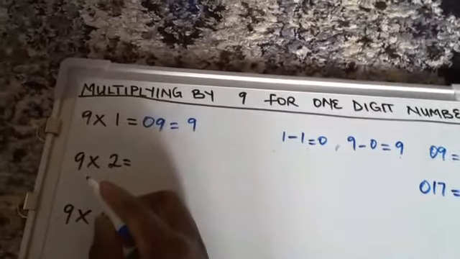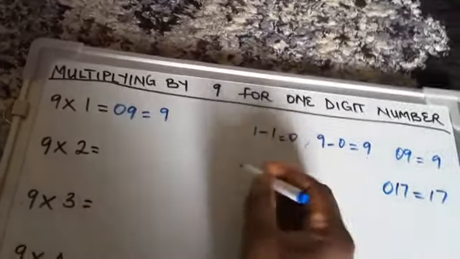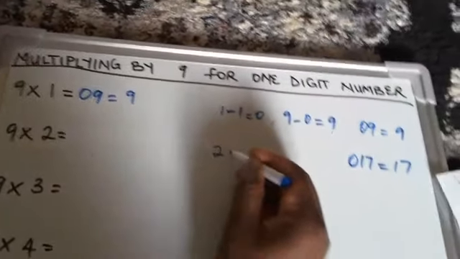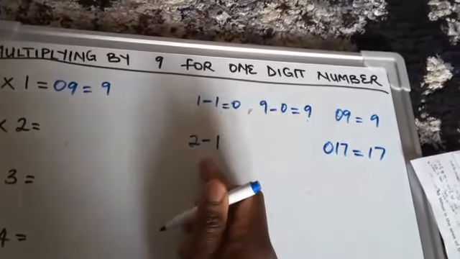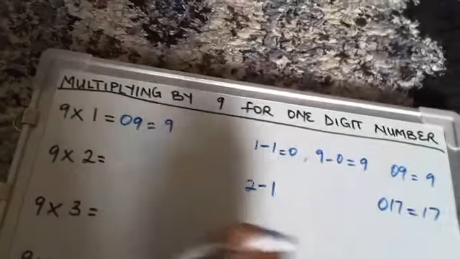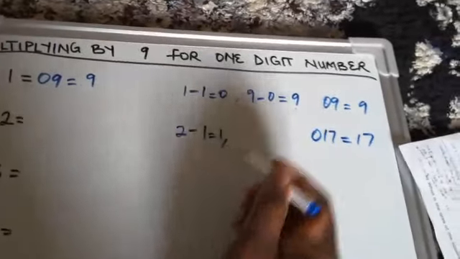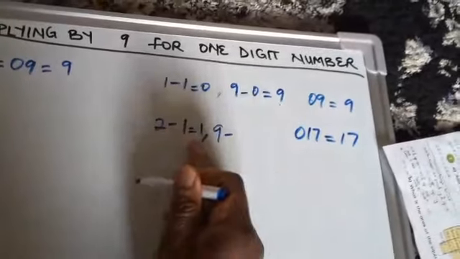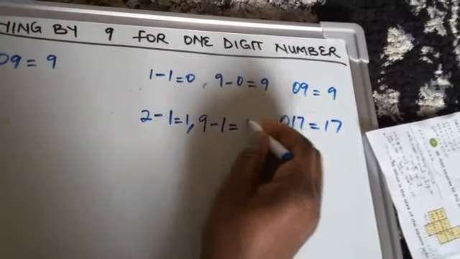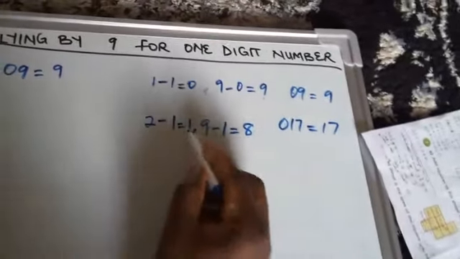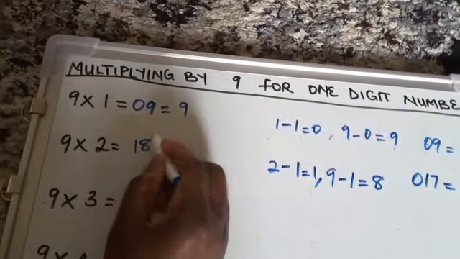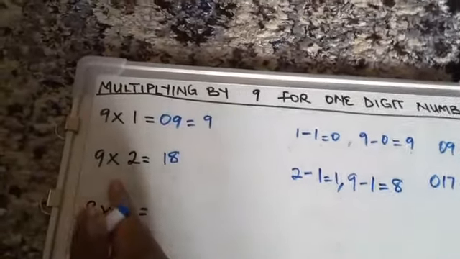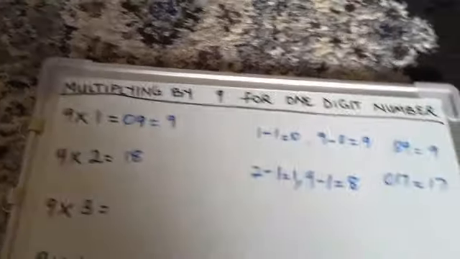The second number is 9 times 2. So we have 2 minus 1. Always subtract 1 from the number, which is 1. Then whatever you get, you subtract it from 9, which is 9 minus 1, which is 8. So you write the 1 first before 8, which is 18. 9 multiplied by 2 is equal to 18.